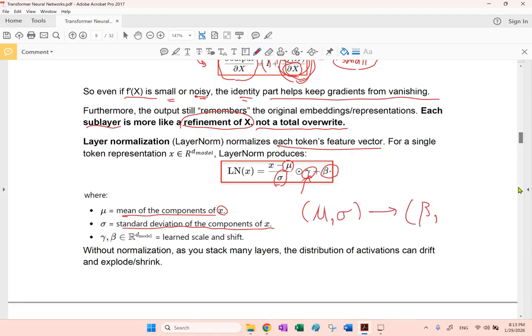Where beta and gamma are the things that you're going to learn. Mu and sigma you calculate directly, but beta and gamma are the ones that you try to learn to scale and shift. Beta is shift, gamma is scale, because that distribution works better for your network as opposed to just mu and sigma. So you normalize it, and then linearly shift and scale it. And again, you learn these. So these are some extra parameters.